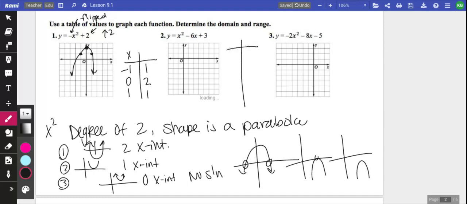So on this one, I'm going to use my 3 values again. -1 squared is 1, plus 6 is 7, plus 3 is 10. 0 would give me 3, and 1 minus 6 is -5, plus 3 is -2. So I have (-1, 10), (0, 3), and (1, -2), which didn't fully give me my curve, but it did give me kind of the start to it.